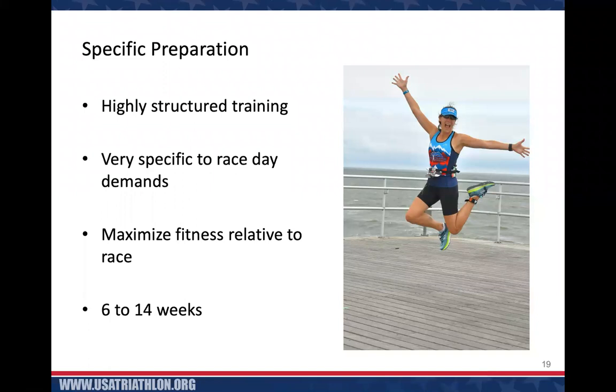During this period, you are working hard to maximize your fitness. And that fitness is relative to race day, whether you're looking at higher intensity events like sprints and Olympics, or whether you're looking at more muscular endurance or endurance events like 70.3s and 140.6s and beyond. Because you're working to maximize fitness, you're not going to feel particularly fresh all the time during this race specific phase. So you need to make sure that you're ensuring adequate recovery to limit your injury risk and to make sure that you can get up each day and do it again.